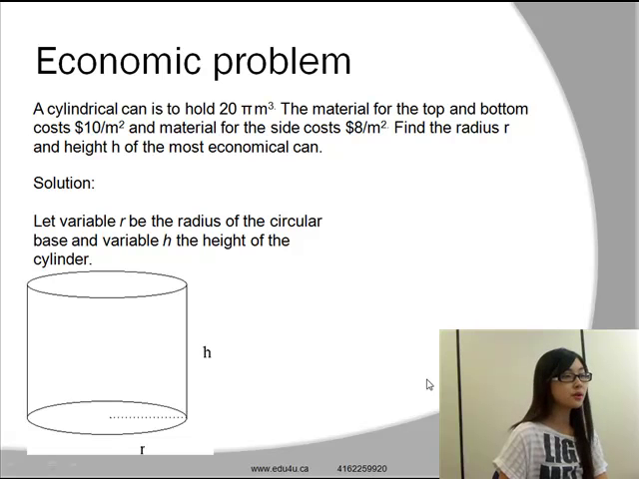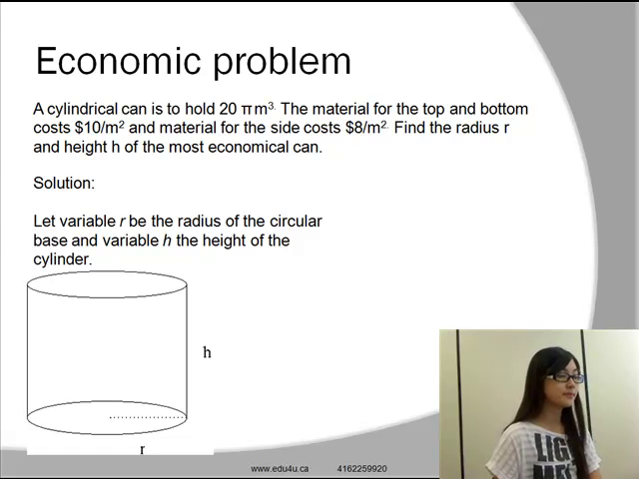A cylindrical can is to hold 20 pi meter cubed. The material for the top and bottom costs $10 per meter squared and the material for the side costs $8 per meter squared. Find the radius and the height of the most economical can. In other words, we're trying to minimize the material used and thus minimizing the cost.